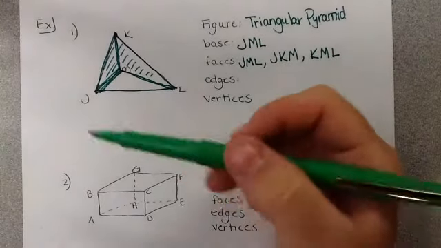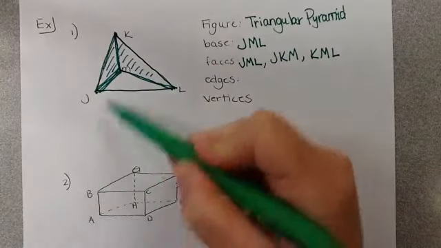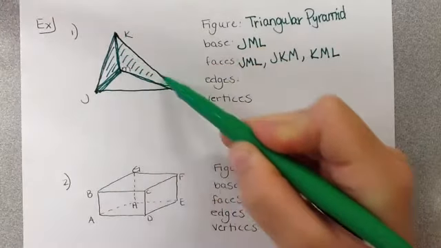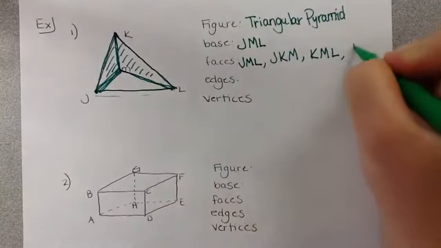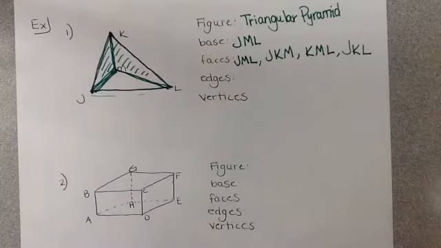There's one more. Look at the front one. What would the front triangle be? JKL. So make sure you get all of those.